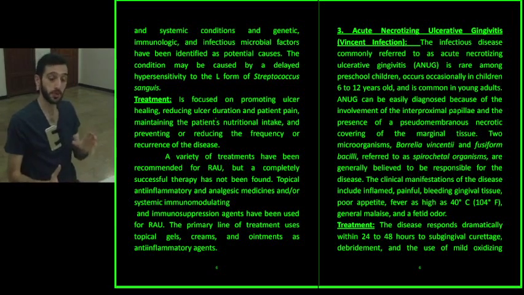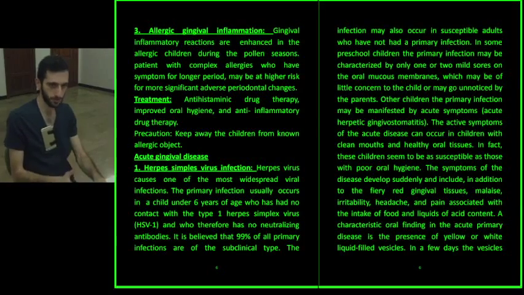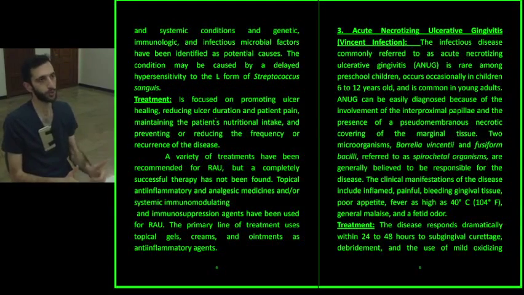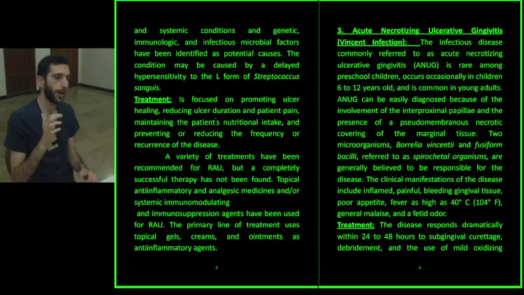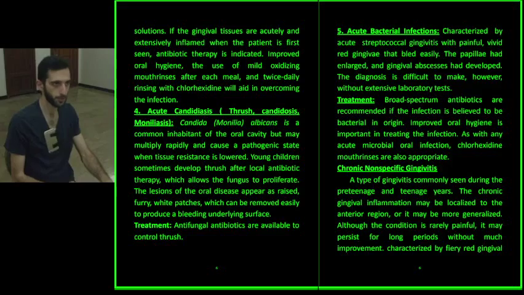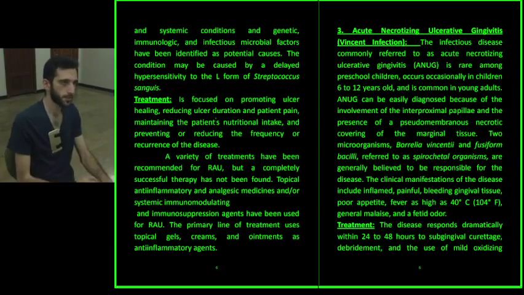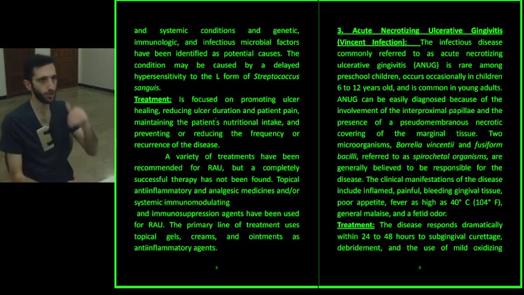Now let's go to something as important among the acute gingival diseases, called acute necrotizing ulcerative gingivitis. After we have talked about herpes simplex virus, acute herpetic gingivostomatitis, and aphthous ulcers, this one is called Vincent's infection, ANUG. This infectious disease, commonly referred to as acute necrotizing ulcerative gingivitis, is rare in preschool children, occurs occasionally in children from 6 to 12 years old, and is common in young adults.